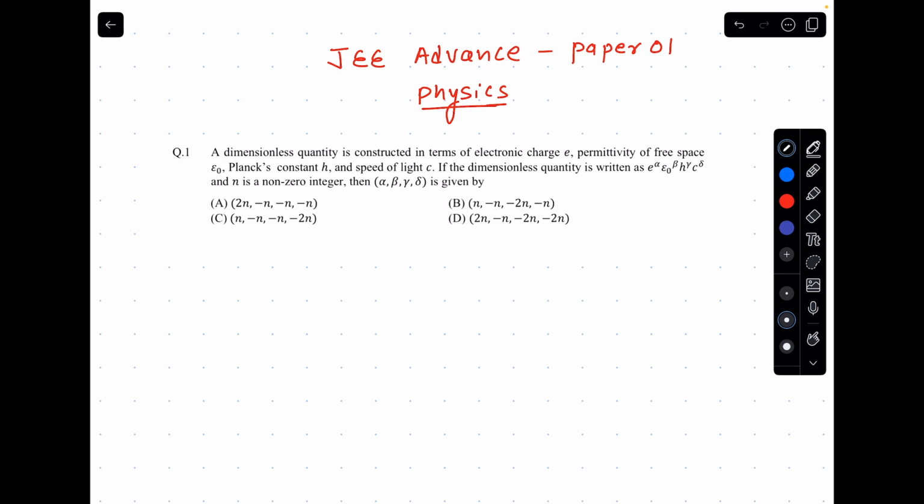In this lecture we are going to discuss the JEE Advanced Paper 1 of 2024, yesterday's paper, today's paper. Here, one by one, we will solve the physics paper questions. Here I have the first question.